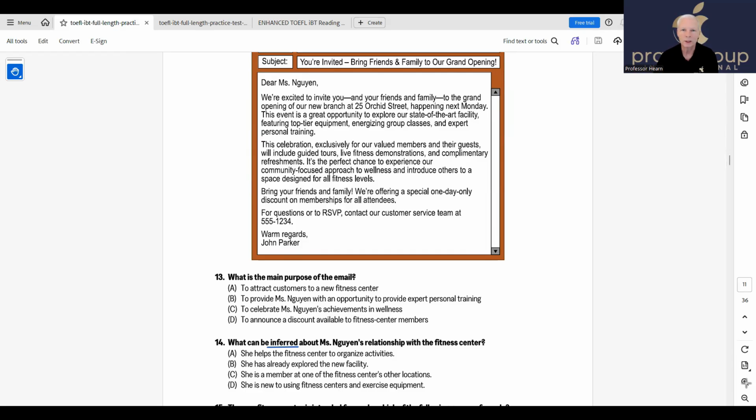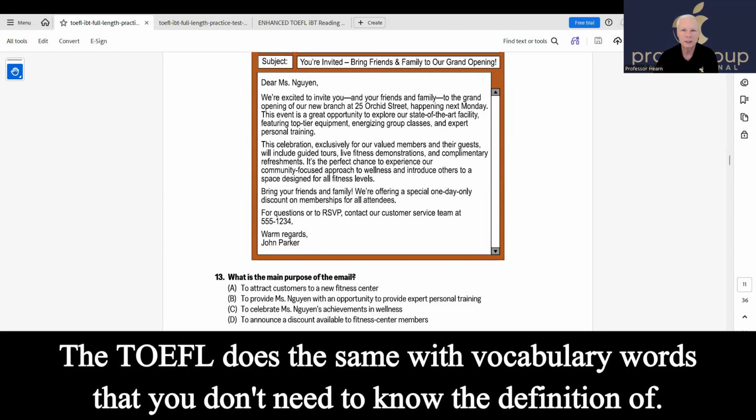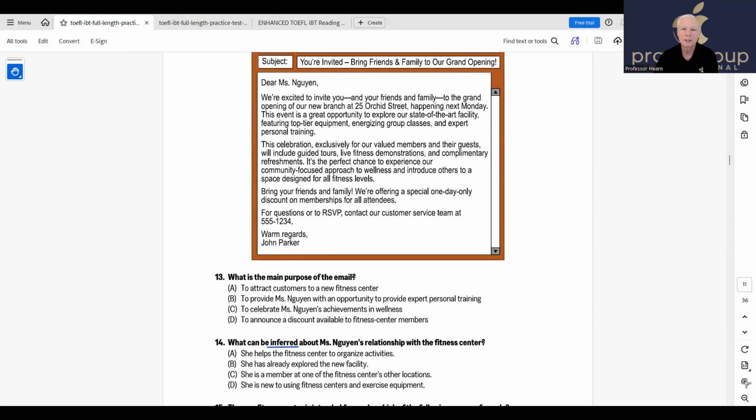Now let's do step 3. What is the question asking about? The question asks, what can be inferred about this person? Notice that I didn't read the name. ETS often puts names that are difficult to pronounce in the passages simply to steal your time. All you have to do is replace these big or difficult words with some kind of something, or in this case, some person. What can be inferred about this person's relationship with what?